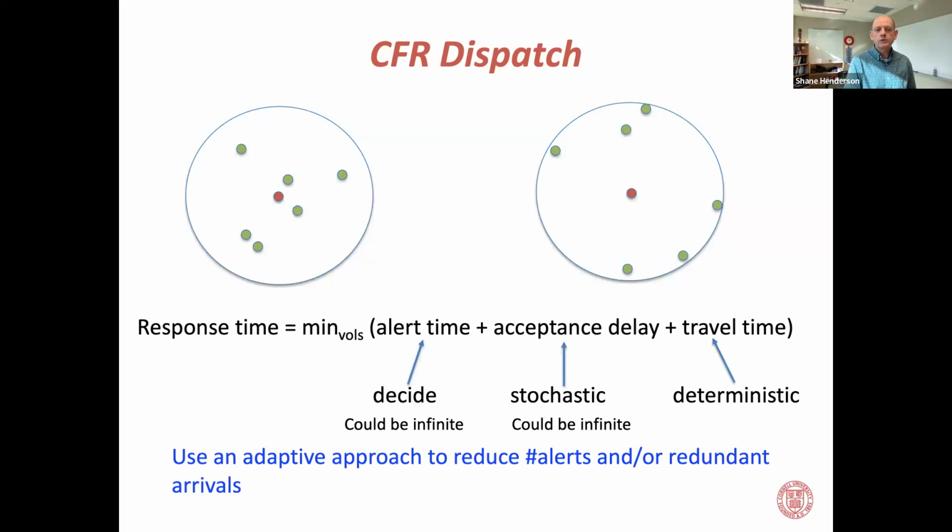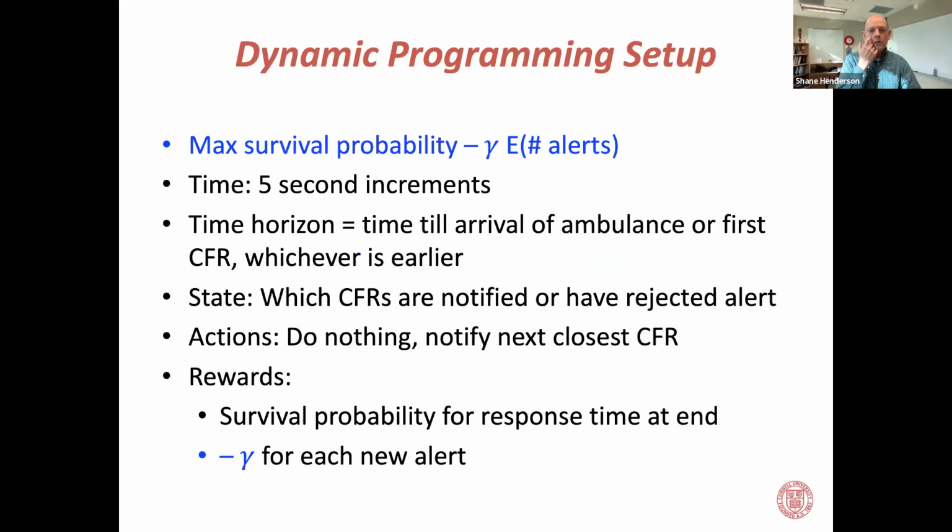And we're going to stage the alerts. So we're going to alert some people, we'll wait for a bit, see what happens, and then we might alert more as we go. And that way we won't get a whole bunch of redundant people showing up. So the setup, if we do this computationally, is we'll have a 5-second increment. The time horizon is the time when the first response happens. That's sometimes when the ambulance arrives, or it could be when the first volunteer shows up, whichever happens first. And then we track which volunteers have been notified or have rejected the alert.